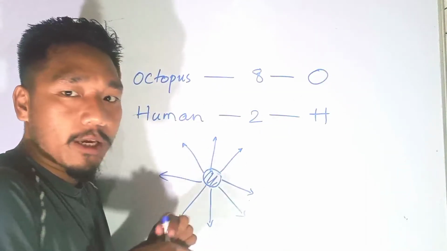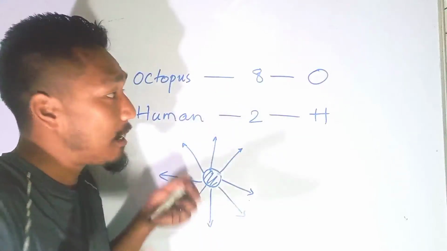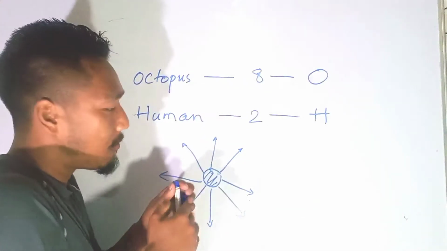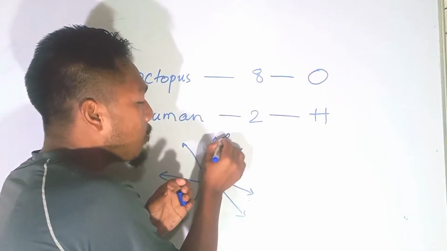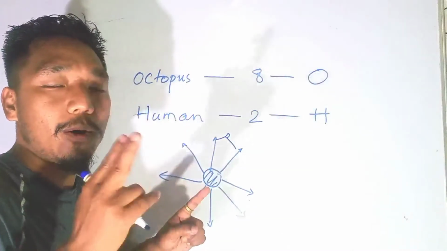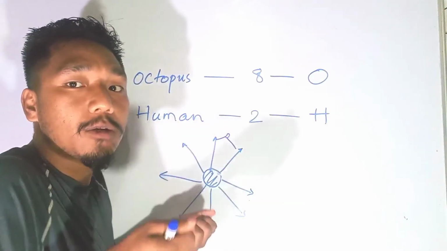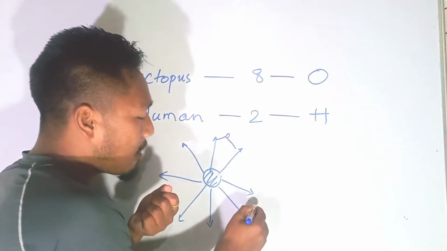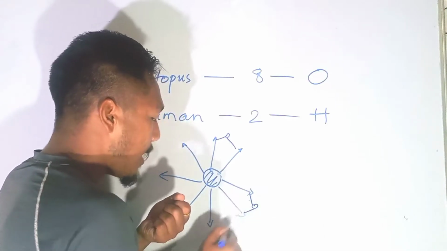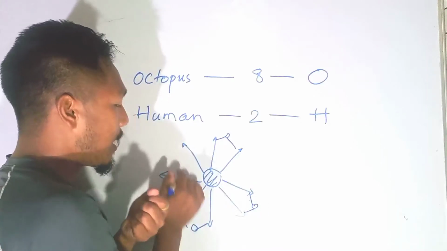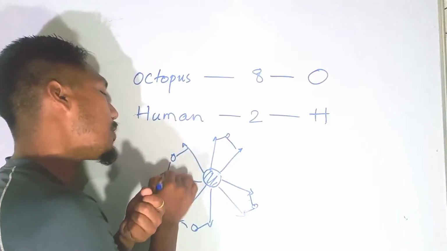The octopus can hold 8 things, right? But if I combine this octopus and human together, then what happens? One human can hold 2 hands of the octopus, because he has 2 hands. Another one can hold 2 more hands. Another one can hold 2 more, so 2, 4, 6. Again, another one can hold another 2 more hands.